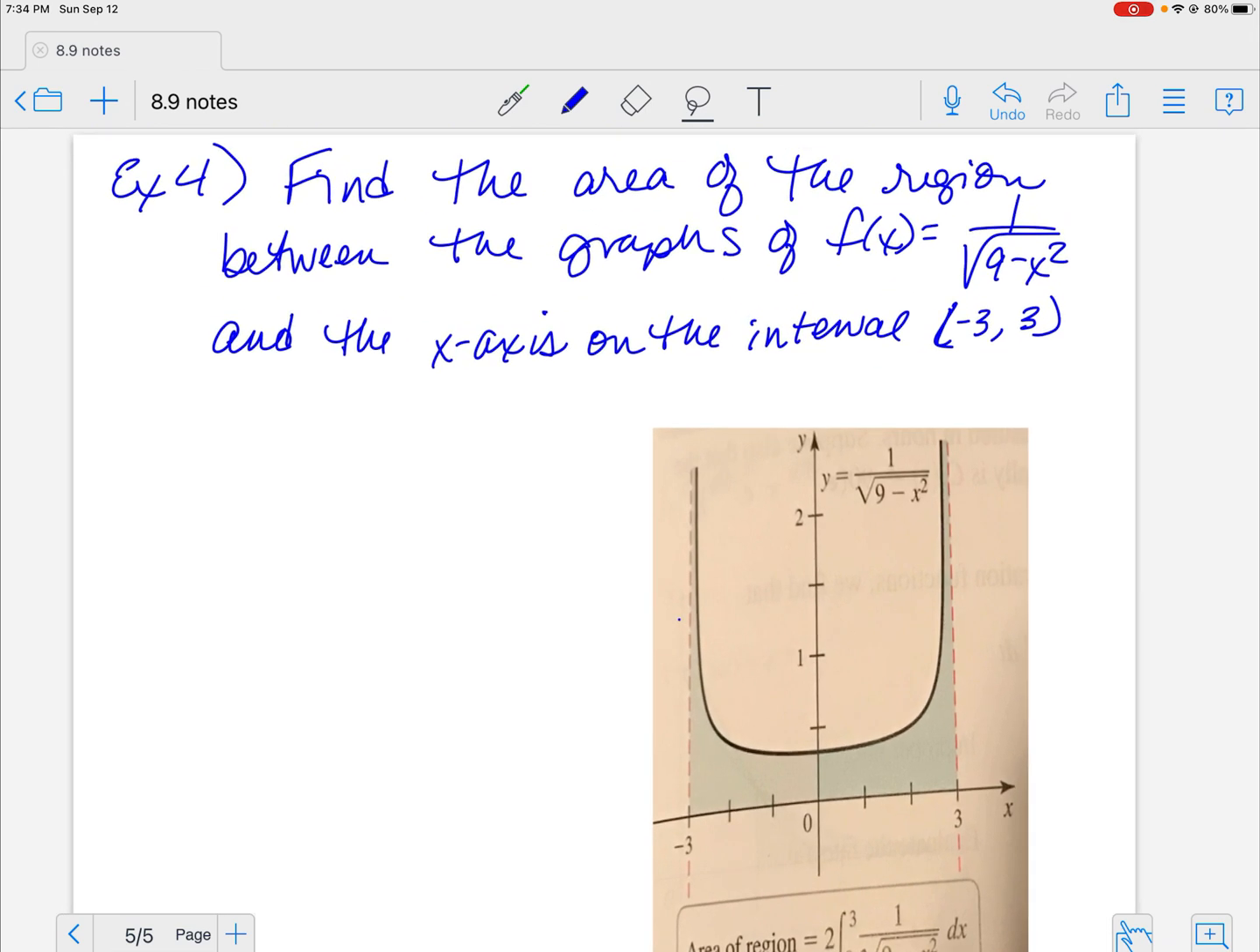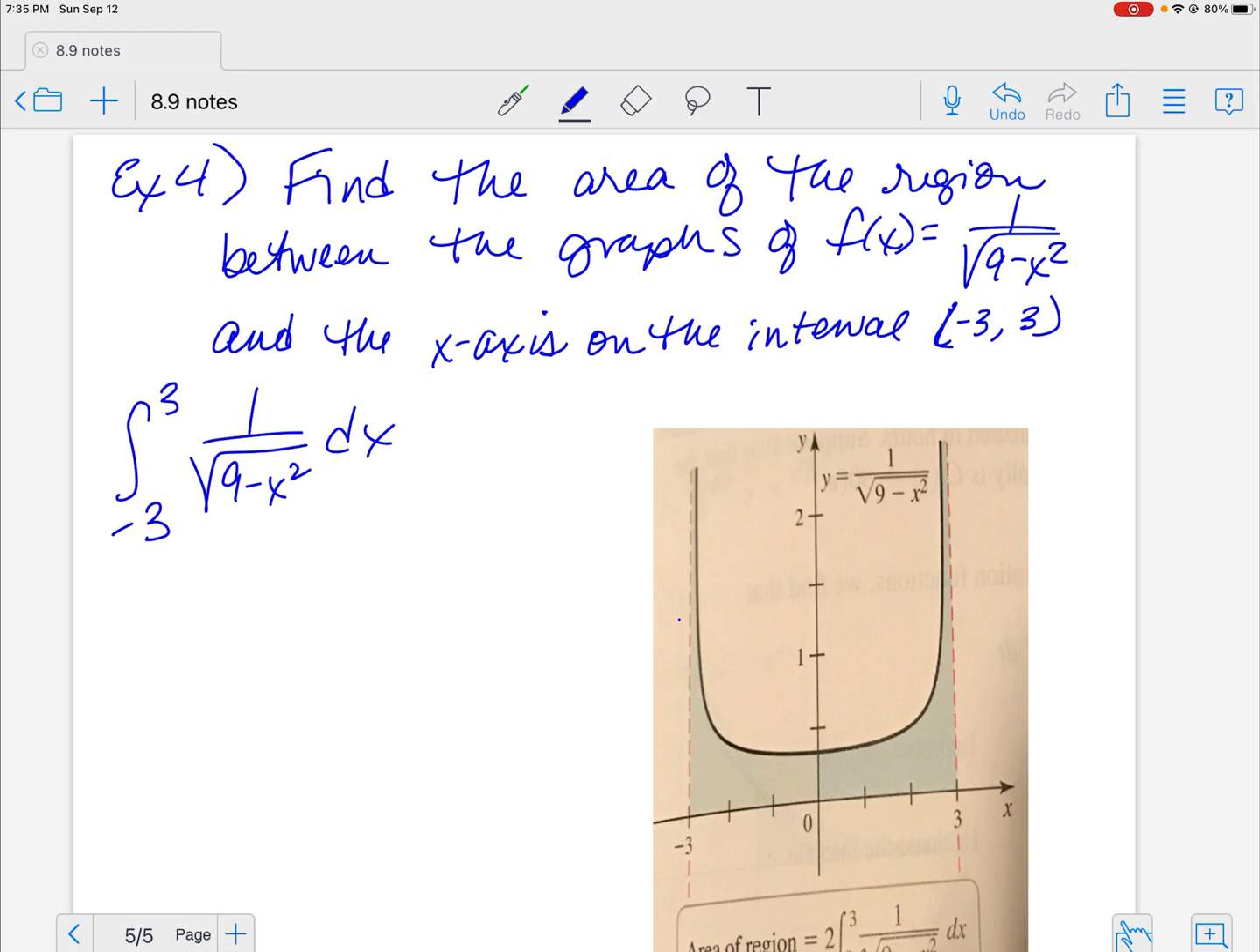Okay. So here is what the graph actually looks like. And that's why you can see it's from open parenthesis to open parenthesis, because you have those asymptotes there. And that makes sense, right? Positive and -3 is what's going to put a 0 in that denominator. So what I'm actually doing is integrating from -3 to 3 of 1 over the square root of 9 minus x squared dx.